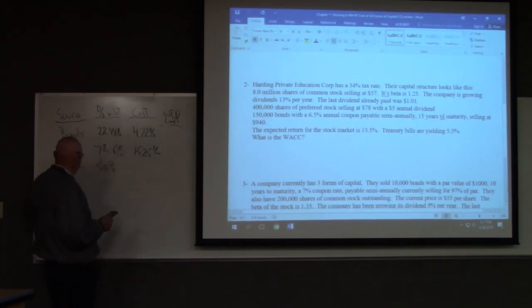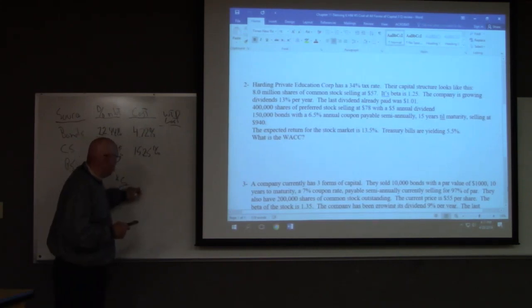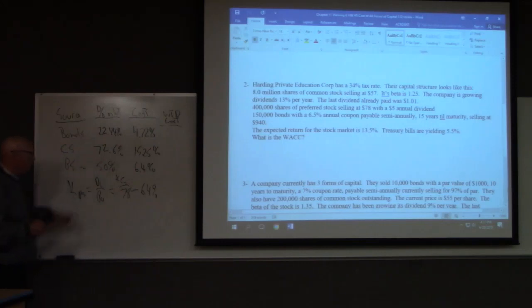Now let's find the cost of preferred stock. All right, so the cost of preferred stock is equal to D over P, and D is $5 divided by 78. 5 divided by 78 is 6.4%. So we have 6.4% there. There you have it. $5 divided by $78. The dividend divided by the price.